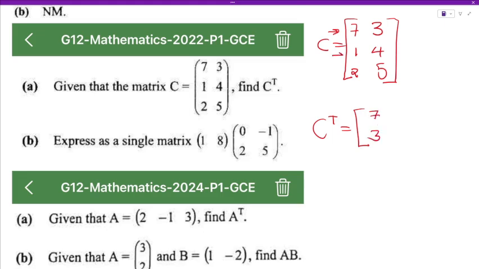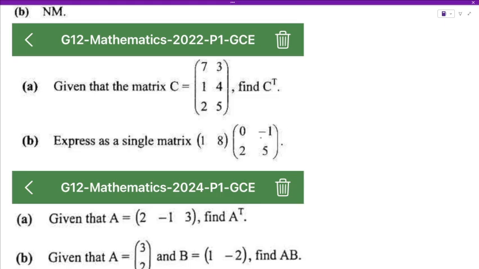Your second row is 1 4, it becomes your second column, 1 4. Your third row is 2 5, it becomes your third column, 2 5, and you are done. As simple as that, and you've earned yourself that 1 mark. Okay, we now proceed to the next question.